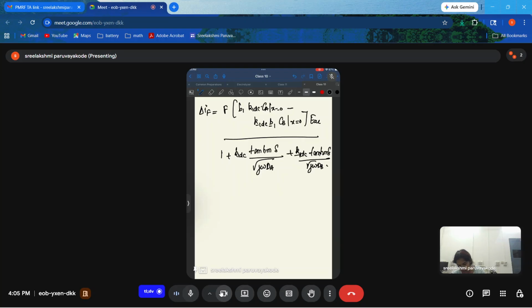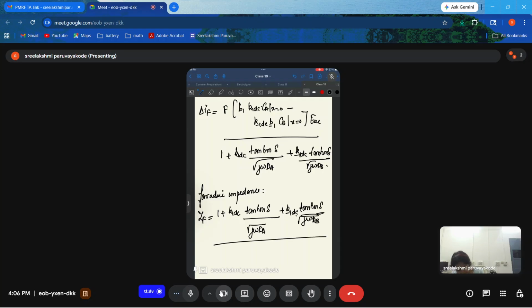Finally, you will get the Faraday impedance as ZF equal to 1 plus K1 DC tanh M delta by root of j omega dA plus K minus 1 DC tanh M delta dB by F into B1 K1 DC CA at x equal to 0 K minus 1 DC B minus 1 CB at x equal to 0.